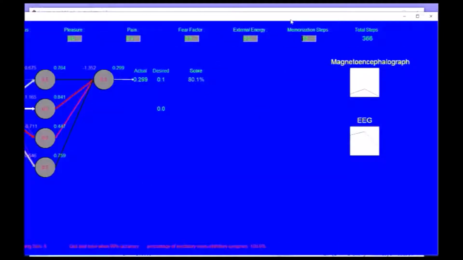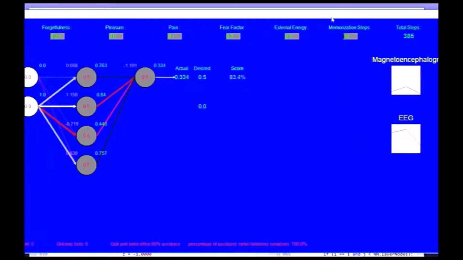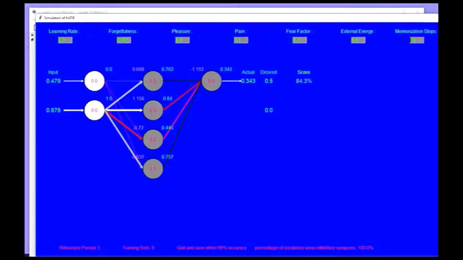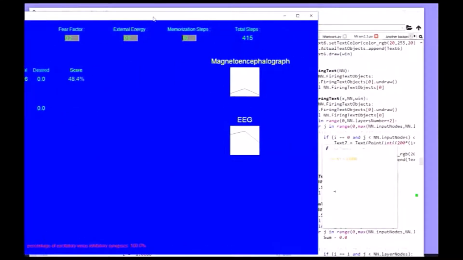I have some other graphs that are going on, the magnetoencephalograph and the EEG, and I don't have time to explain how I calculate that at this point. We have another graph which demonstrates the error rate as it learns. So what I'm going to do is fast forward and show you how quickly it can learn.